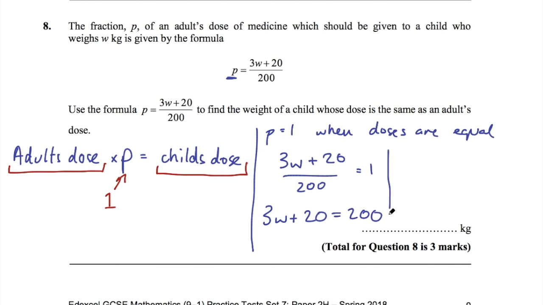I'm running out of room. And then 3W equals, now minus the 20 from the right hand side, so 3W equals 180. So therefore W must equal 180 divided by 3, which is going to be 60. So the weight of the child for that to be equal to the adult's dose will be 60 kilograms.